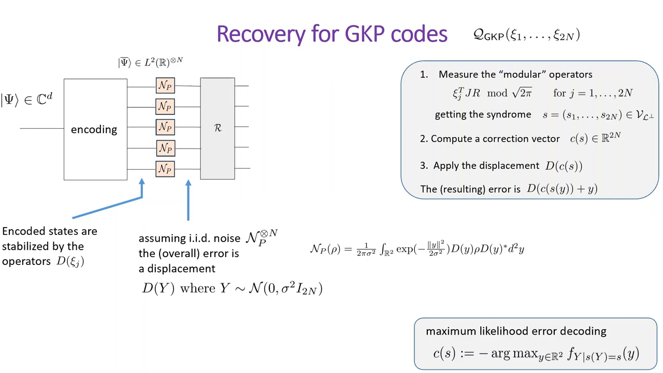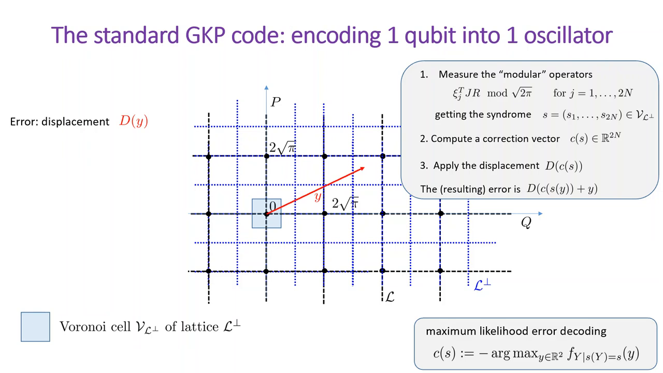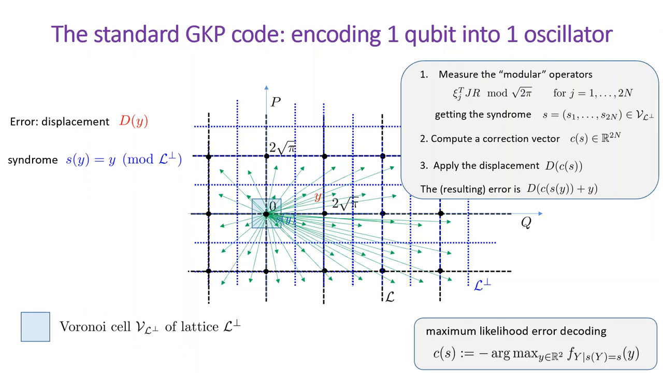to correct. To illustrate these steps, we draw the lattice, the dual lattice, and the Voronoi cell of the dual lattice. This is a set of points that are closer to the origin than to any other point of the dual lattice. Now consider an error which displaces the system by a vector y as shown here. The syndrome measurement then returns the deviation to the closest dual lattice point, that is, a vector in this Voronoi cell. We can now consider all displacement vectors that are consistent with this observed syndrome.